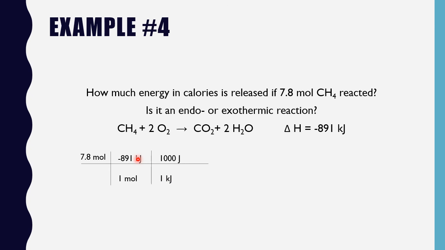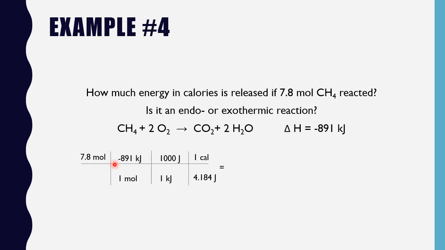If I have kilojoules upstairs, I'm going to want kilojoules downstairs so that they cancel each other out. And I end up with joules upstairs. And then I know that in 1 calorie, there's 4.184 joules. So another T table, joules upstairs, 4.184 joules downstairs, and 1 calorie upstairs. How do I solve this long T table? I multiply all the numbers upstairs.